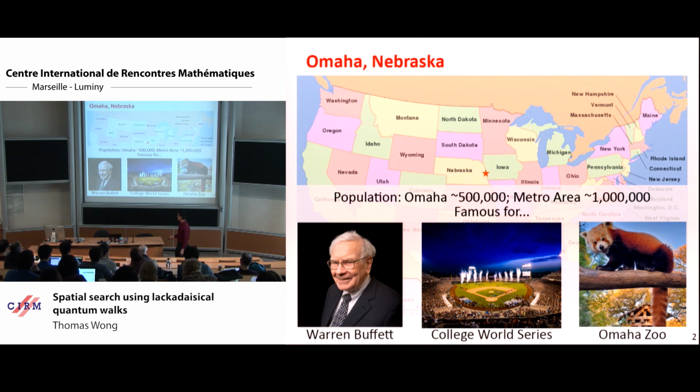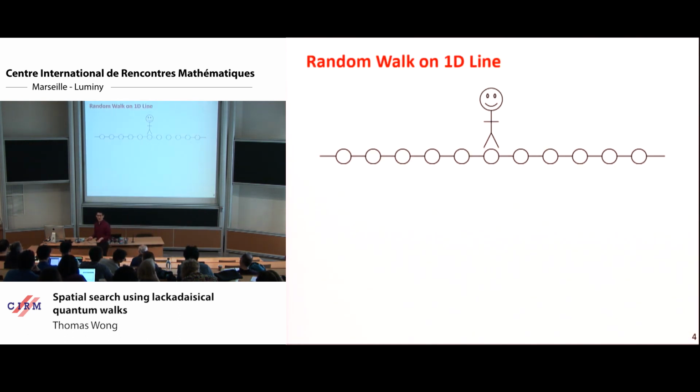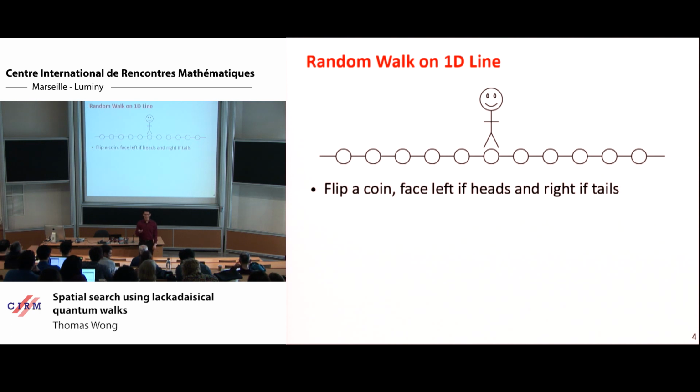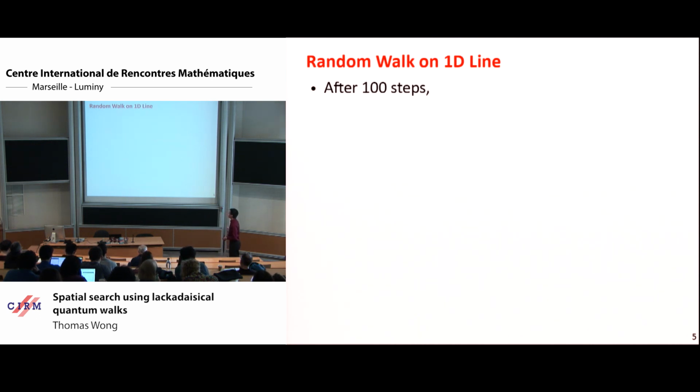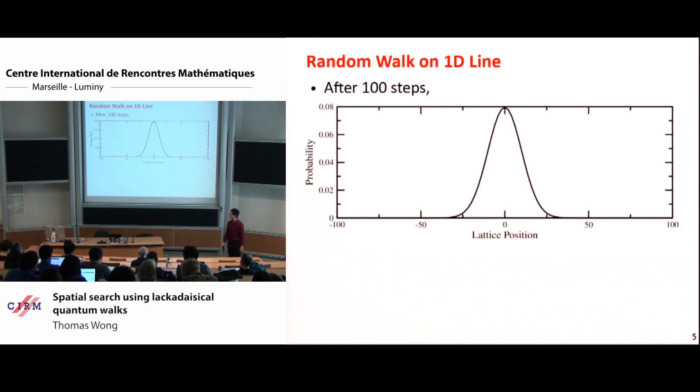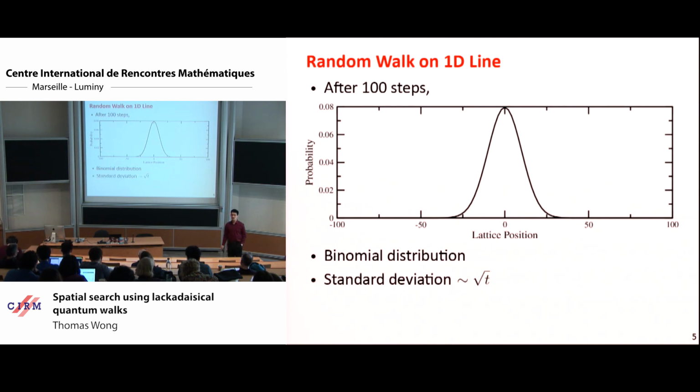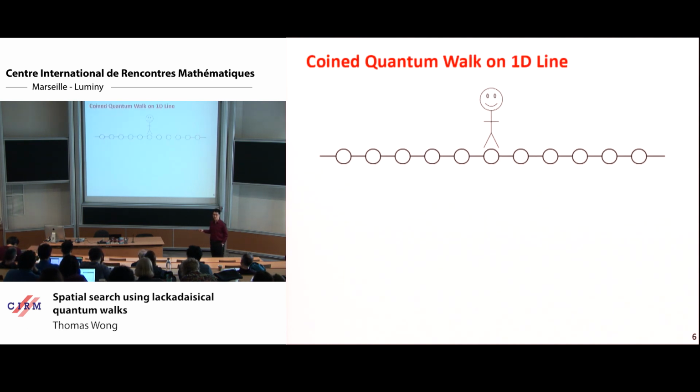All right, so let's get into the research. If you have a quantum walk on the line, as you know, if your walker starts in the middle, he flips a coin, and if it's heads, then he faces left, and if it's tails, he faces right, and then he takes a step. And again, you flip a coin, you face left or you face right, and you take another step. If you repeat this process many times, you get this shape. This is a binomial distribution, and the spread of this is quite slow. It scales as the square root of the number of steps. Okay, so you guys know this. And just to be clear, this is using the Hadamard coin and the moving shift.